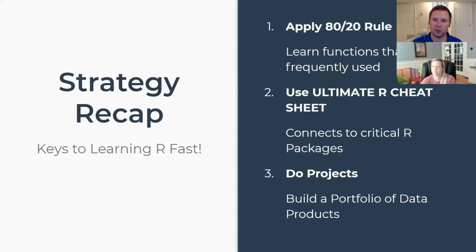But you can also just use the Ultimate R cheat sheet, because that links to every single cheat sheet that you're going to need to know. And when you go to those package level cheat sheets, those have the 80-20 functions right in them. And then the third piece is, if you do projects, you're going to build a portfolio of data products.